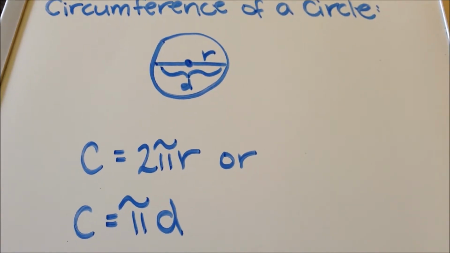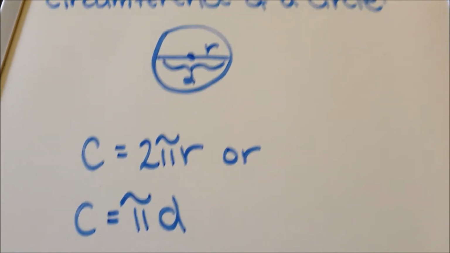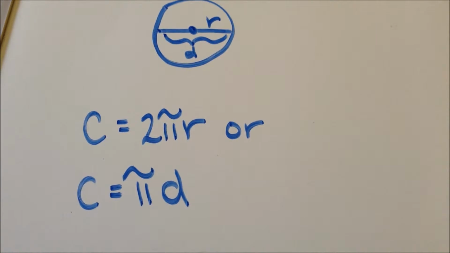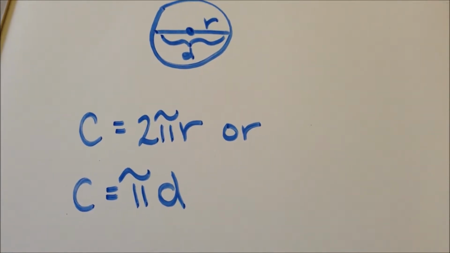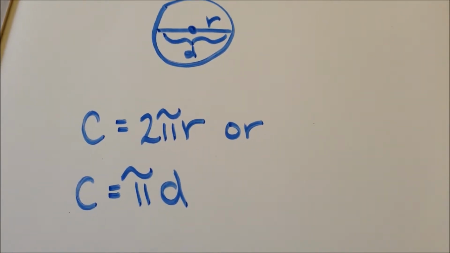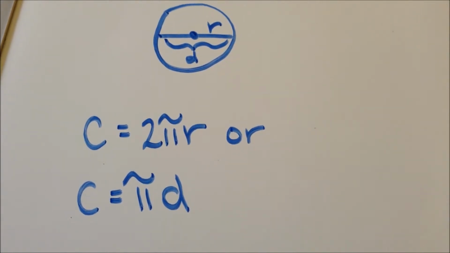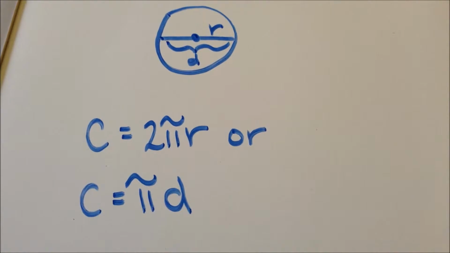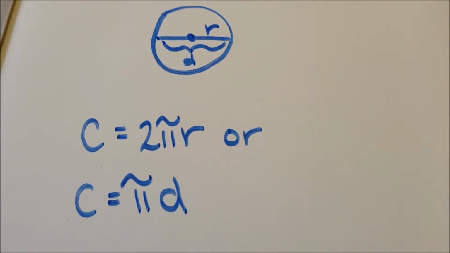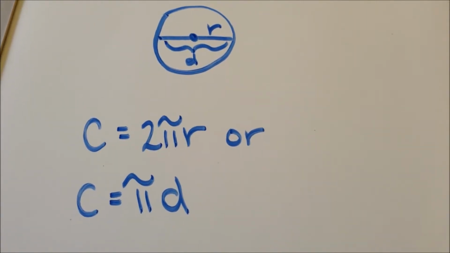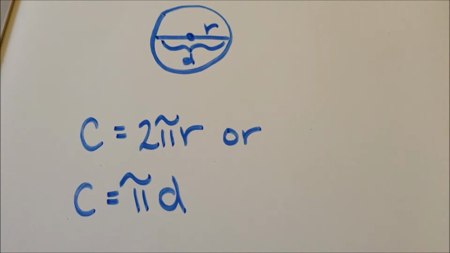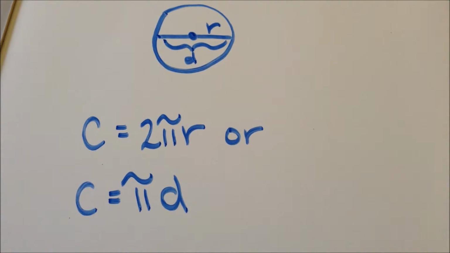The formula for circumference can be written one of two ways, either as C equals 2 times pi times r, or C equals pi times d. So we have 2 times pi. Pi is a number, it's an irrational number, times whatever the radius is. Or think of it this way. The diameter is twice the radius, so you could also write the circumference as pi times d.